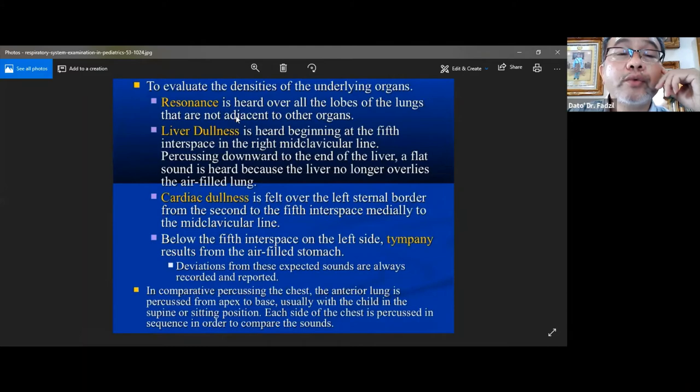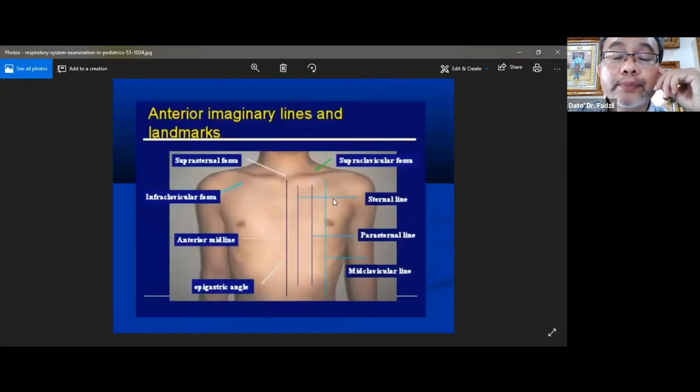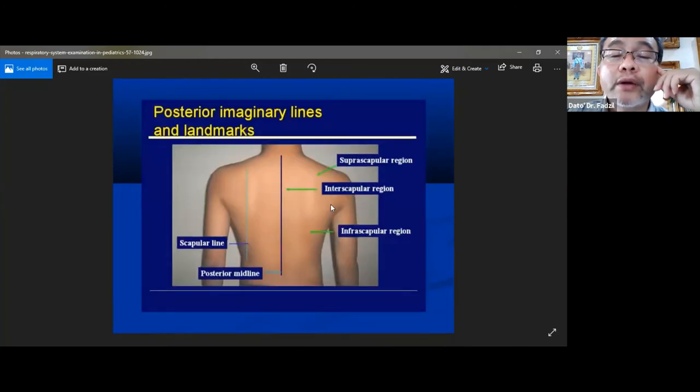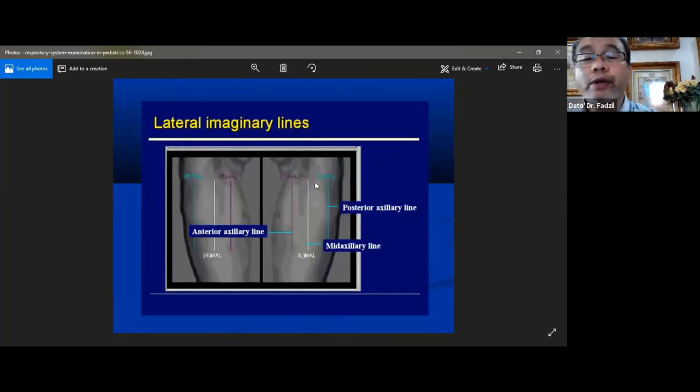Then on the left side also you feel the tympanic sound because of the air-filled stomach. When you percuss at the back, if it's a big child, you can percuss laterally at the same time. If it's a big child or adolescent, you percuss laterally to help with the sound. But in small children, toddlers, it's very difficult because the chest is small, you don't need to do that. In infants, even more so, you don't need to do that.